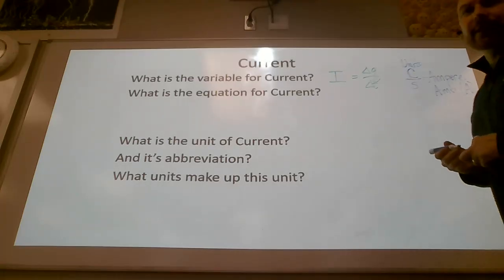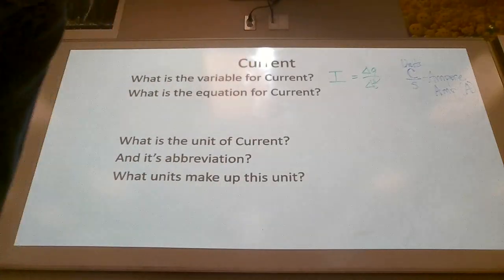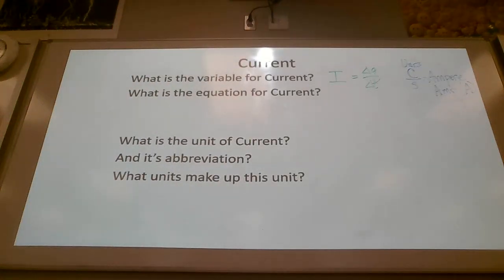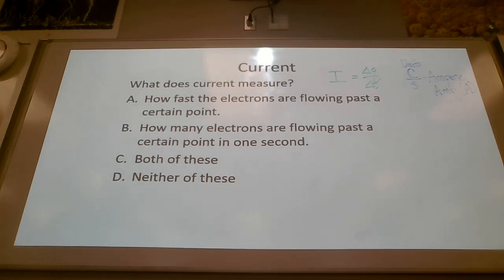This is different than the amp that you plug your electric guitar into. That is short for amplifier. Okay, good with that? All right, so what does current measure?